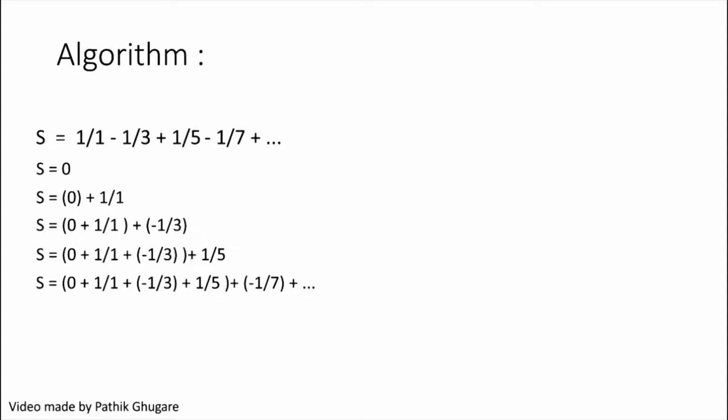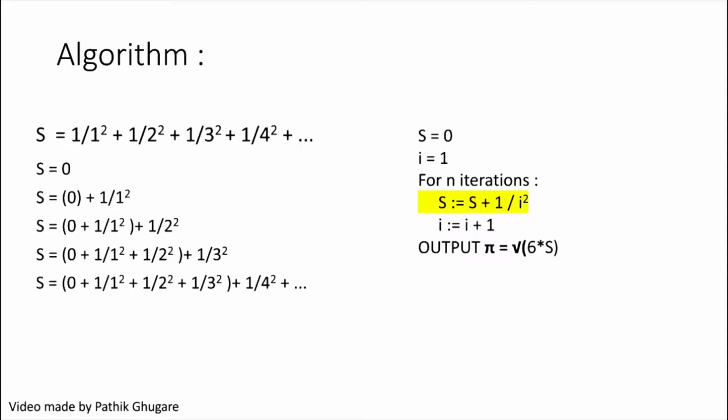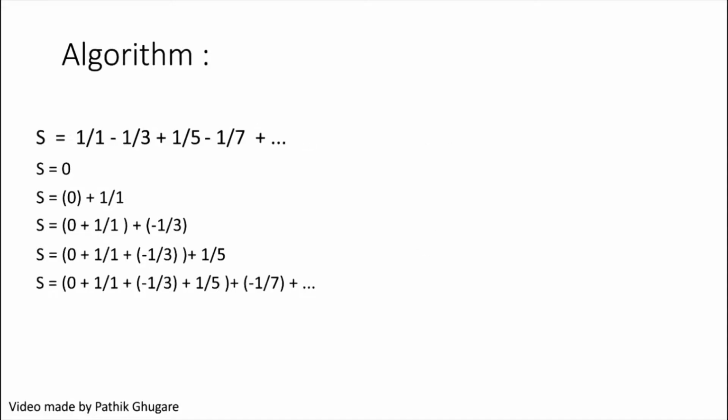But before diving into our algorithm with operations, let's have a look at our algorithm from previous video. So here you can see that we are adding reciprocal of square, simply a 1 divided by I squared term. But in this Leibniz's series things are a bit tricky. Here we are adding reciprocals of odd numbers with alternate plus and minus sign. So in our code we will have to add something which will give us odd numbers in denominators and alternate plus and minus sign in numerator.